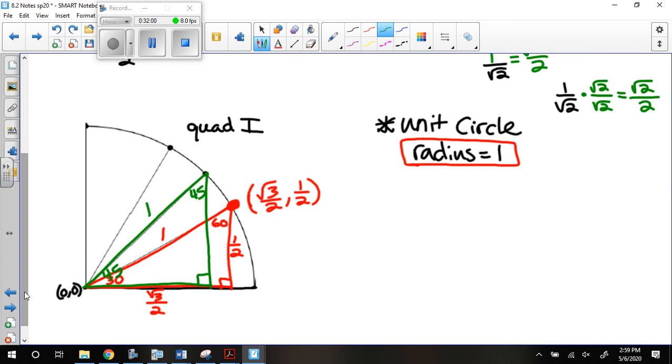Okay, so on my green triangle here, the right side is square root of 2 over 2, and the bottom is also square root of 2 over 2. So if I'm getting to this ordered pair, I go to the right, square root of 2 over 2, and up, square root of 2 over 2.